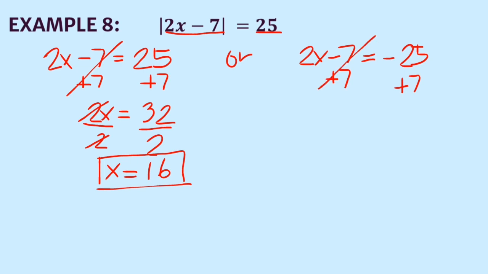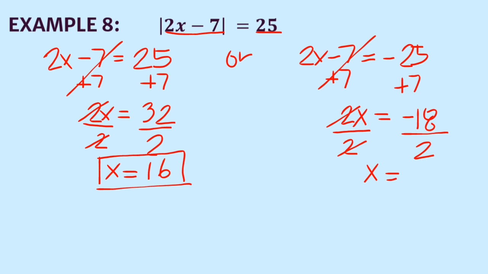For this one, we have to add 7. This will be cancelled out and you are left with 2x. What is negative 25 plus 7? It is negative 18. So let's divide this by 2. This will be cancelled out, or simply 1x. What is negative 18 divided by 2? Negative 9. Now let's do some checking.